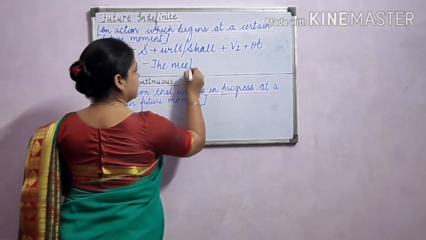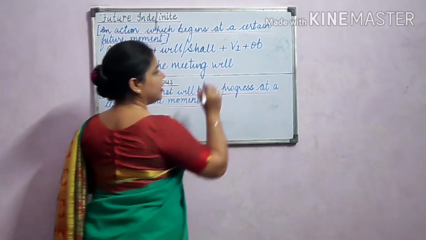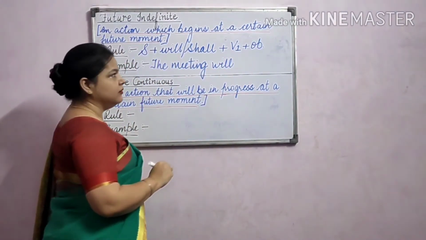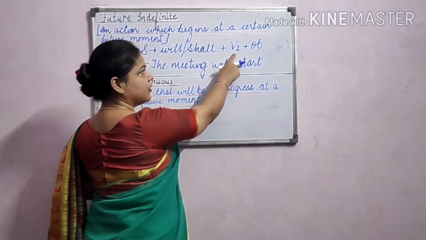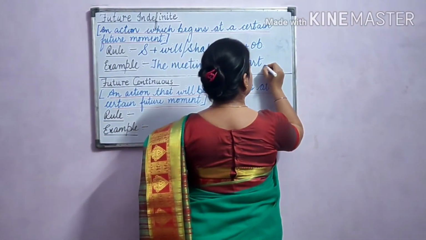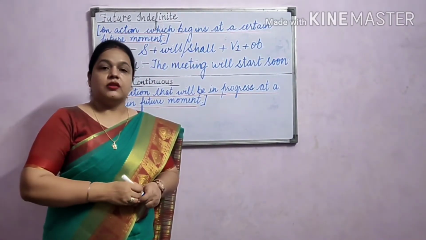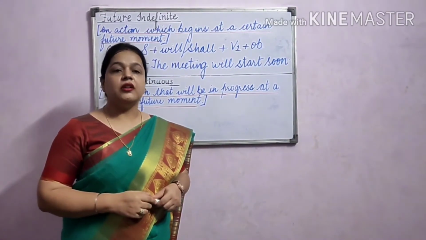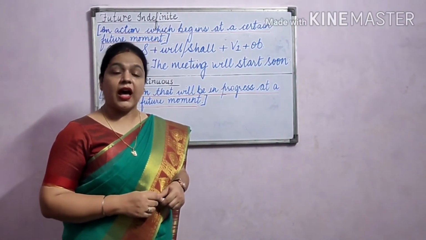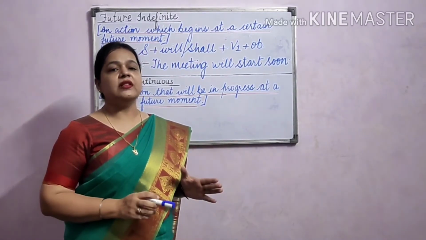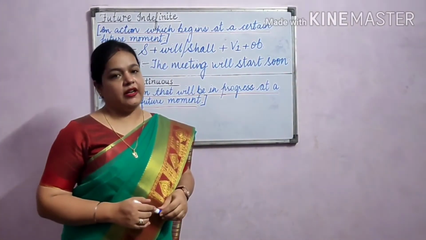The meeting here is the subject. We are using will. Why? The reason I will explain to you later. Start is the first form of the verb, or the original form of the verb. Soon. Okay. Students, always remember that we prefer using shall with I, and with all the rest of the subjects we use will. This is something very important related to this particular future indefinite tense.